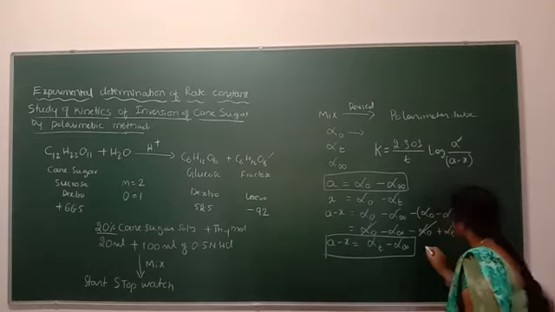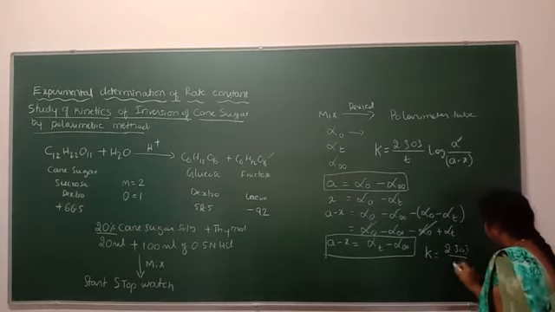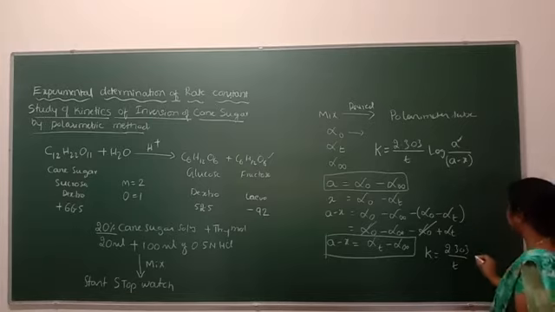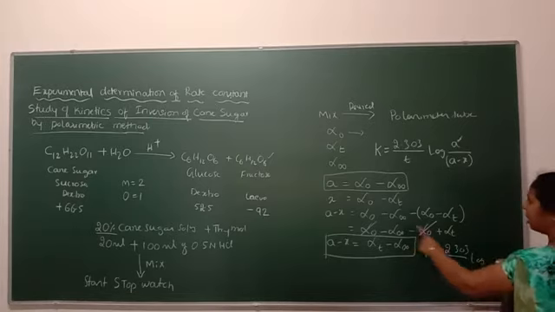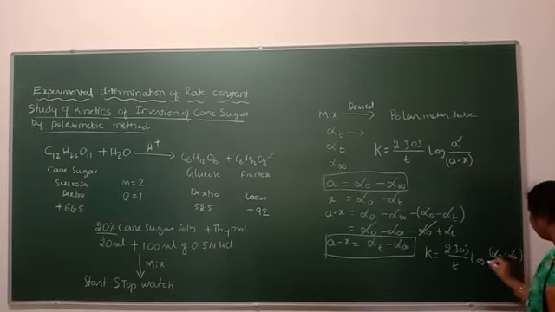That is, K is equal to 2.303 divided by t, log of the value of A, alpha naught minus alpha infinity, divided by alpha t minus alpha infinity.